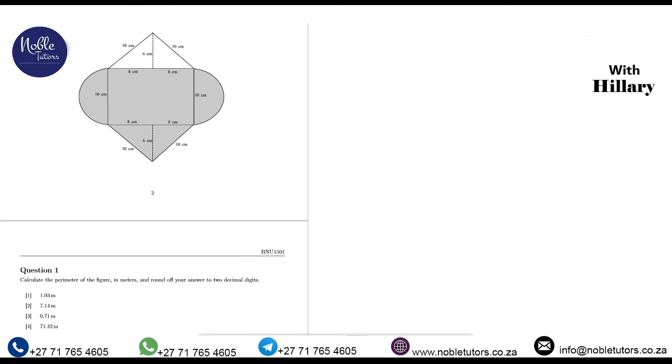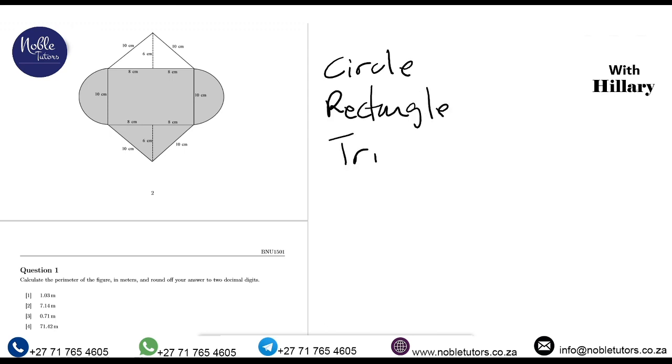Today we are looking at measurements. Under measurements, we need to know that there are only four basic shapes that we need to look at: a rectangle, a square, a triangle, and a circle. Those are the basic shapes that we have. So we have a circle, a rectangle, a triangle, and a square.